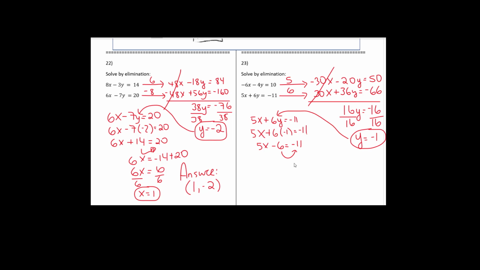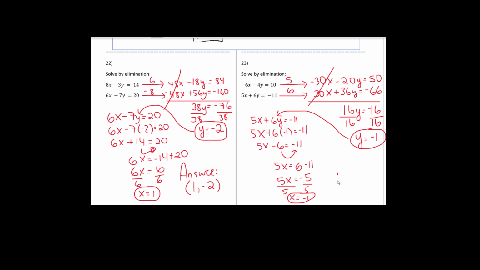We're going to send the 6 to the other side. So this would be 5x equals 6 minus 11. This would be 5x equals negative 5. We divide by 5 on both sides. X equals negative 1.